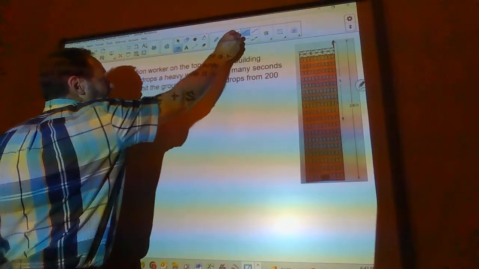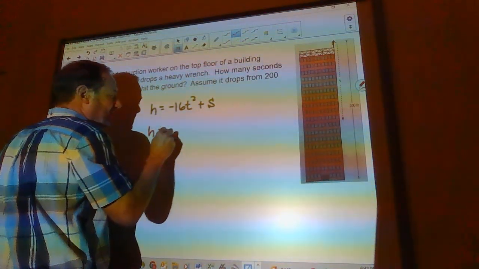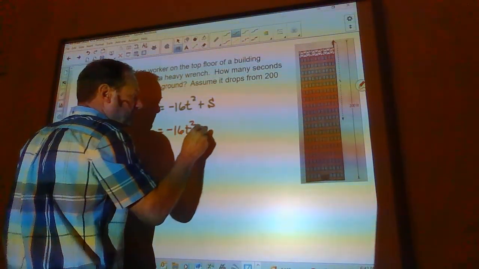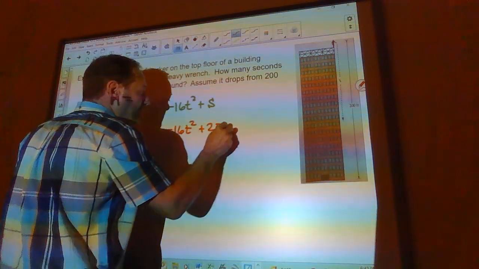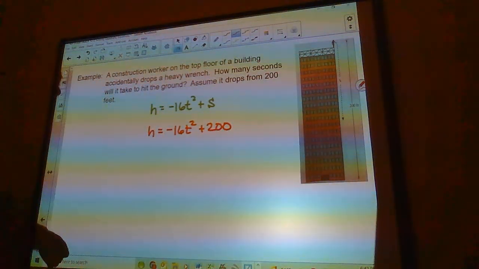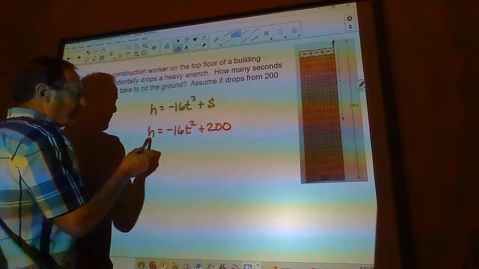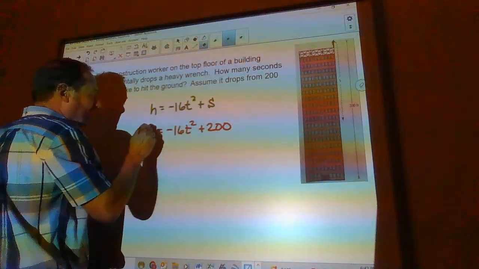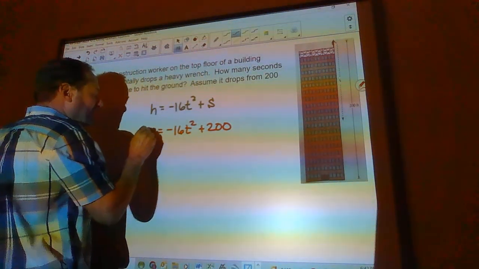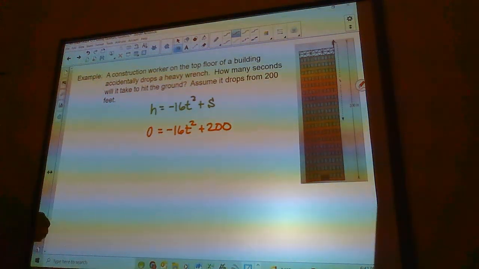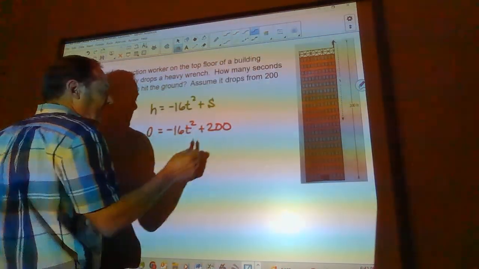Okay, so assume he drops it from 200 feet. So S is going to be 200. So H is going to be negative 16t squared plus 200. And we want to know how many seconds it will take to hit the ground. Well, I have two variables, but I know one of them. H is going to be 0 because that's when it hits the ground. It's going to be 0 feet off the ground. Okay, easy to solve now.